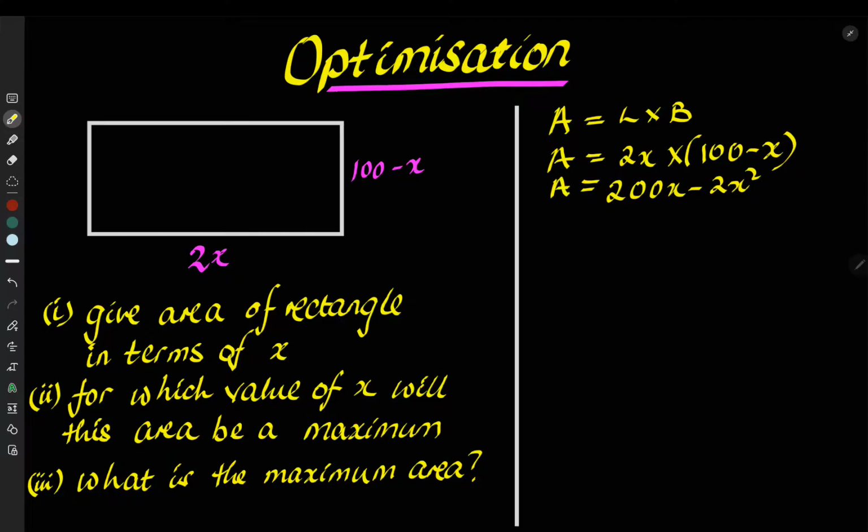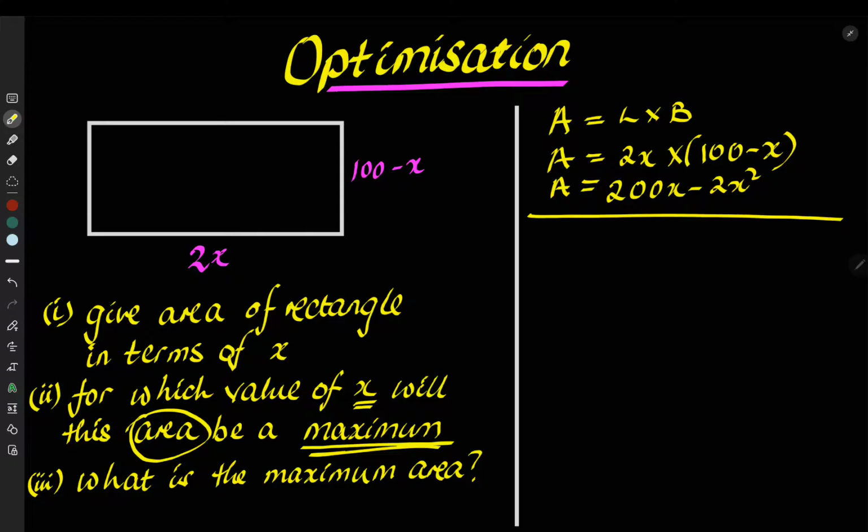So this is the area. Remember, we are asked to determine the area in terms of x. So that will be the area in terms of x. Now, moving on to part 2. For which value of x will this area be a maximum? If you're talking of a maximum or a minimum point, remember, you find the first derivative, and at a maximum point, or a minimum point, the first derivative is equal to 0. And we are asked here, for which value of x would this area be maximum?